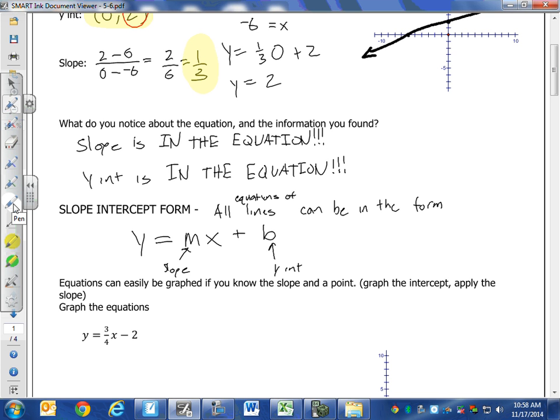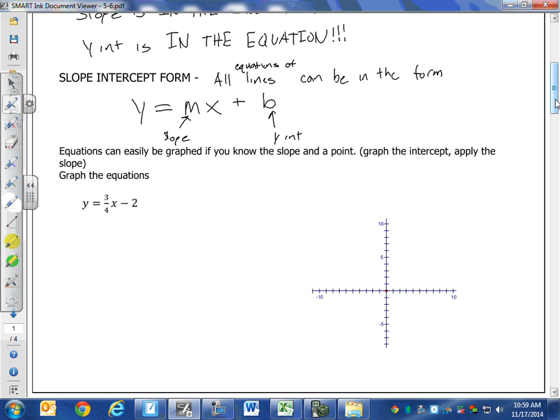M stands for the slope. We use the slope formula, m equals y2 minus y1 over x2 minus x1. Well, here it is, m, right there. It's a number. B is the y-intercept, where my graph crosses the y-axis. Without a calculator, without struggling to find points, equations can be easily graphed if I know the slope and the point.